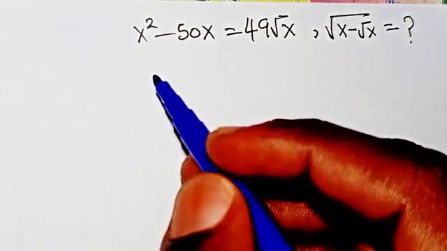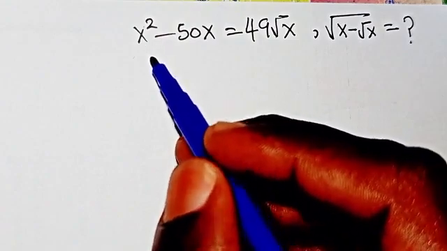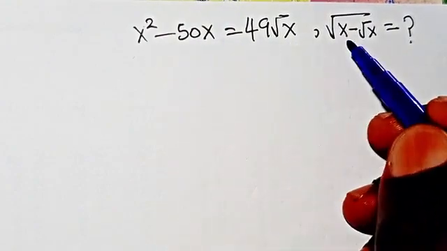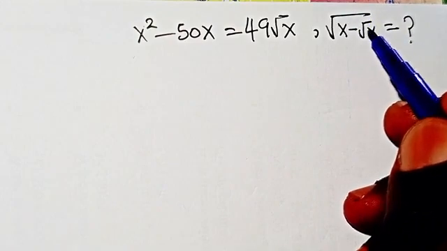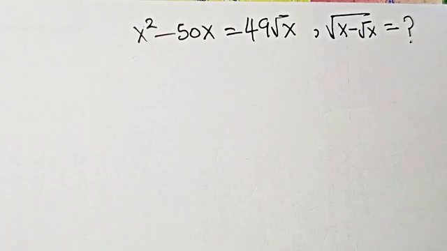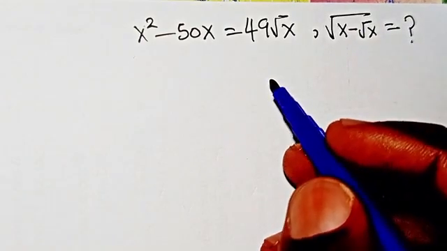Let's see how we're going to solve this problem here. So now the question said x squared minus 50x equals 49 root x. So what's the square root of x minus square root of x? So let's see what we are going to do.